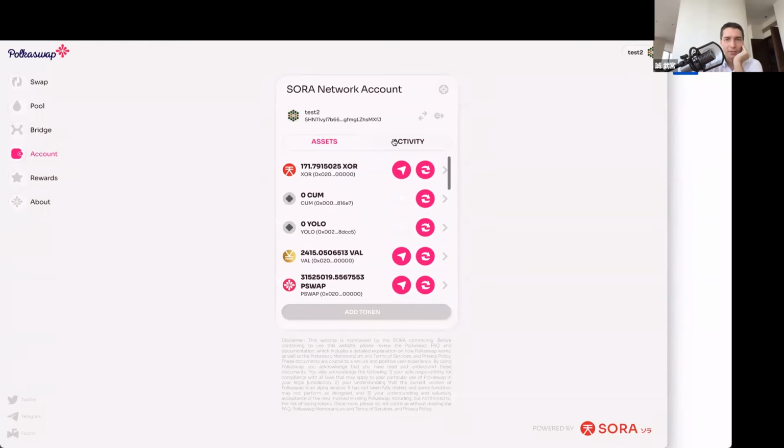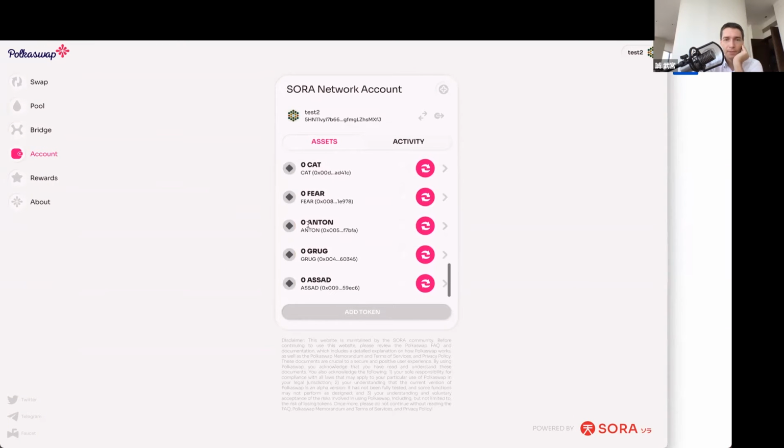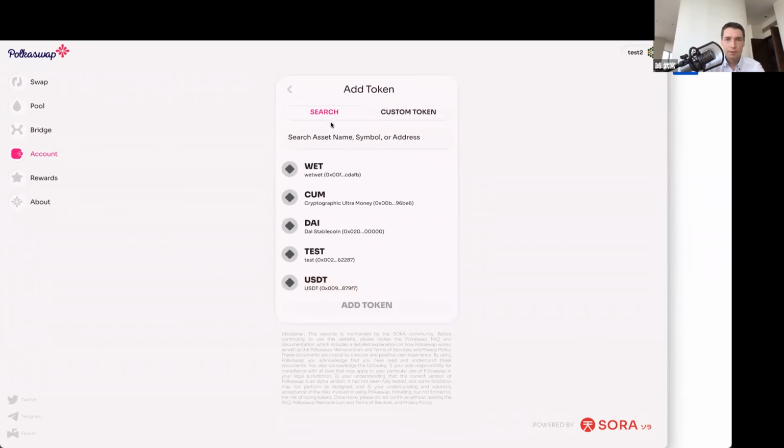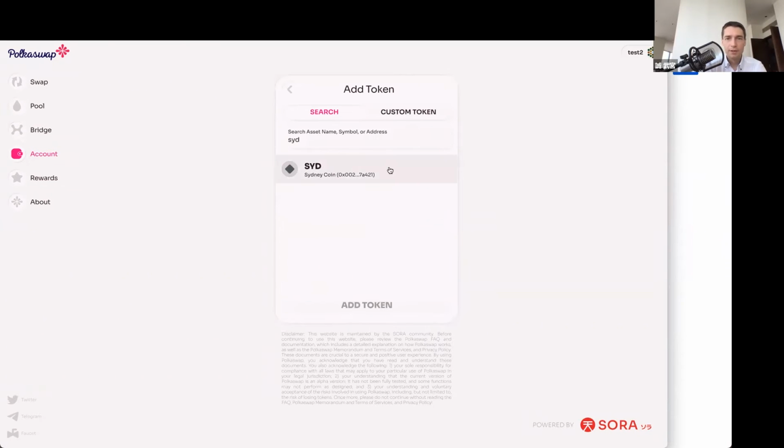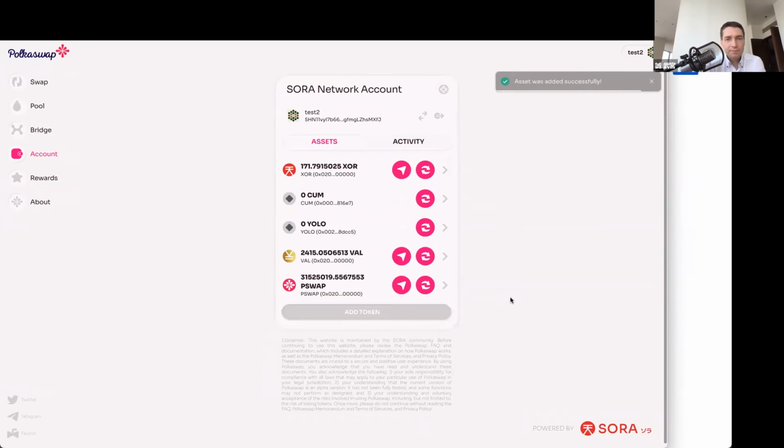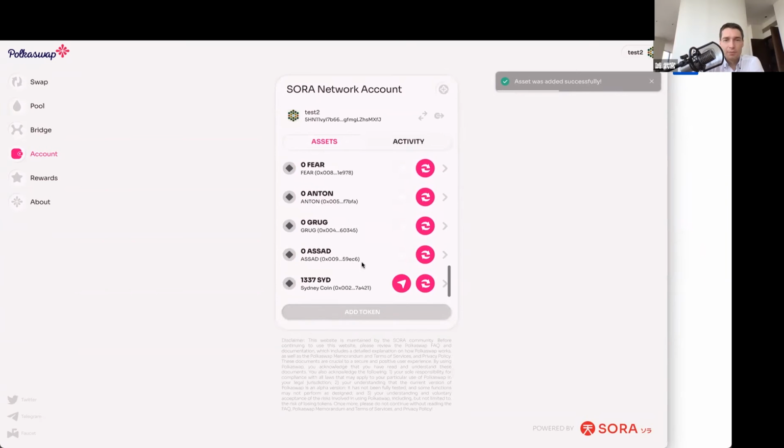It is a test environment, so it is possible that, but it looks like it's registered. Here, I'll go back. Let's search for Sid. There we are. So you have to add it. Okay. So I should have some Sydney coins there at the bottom. See?